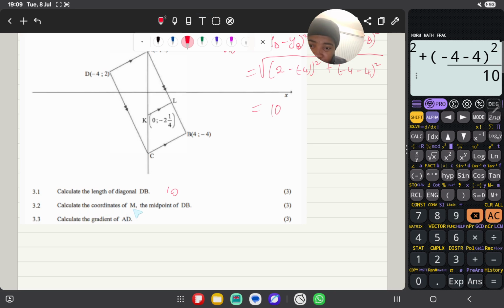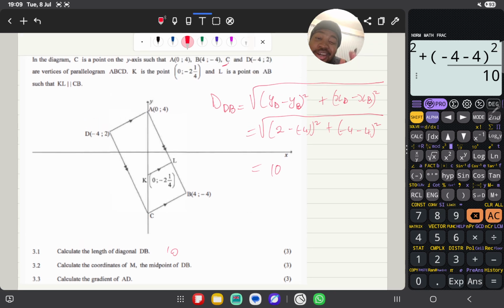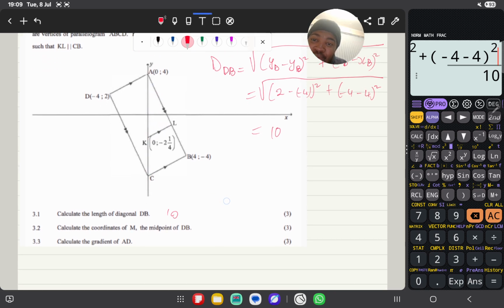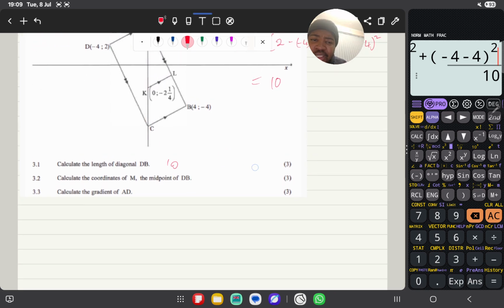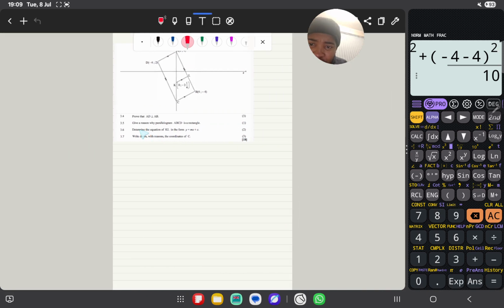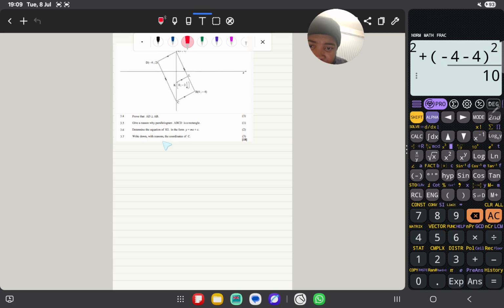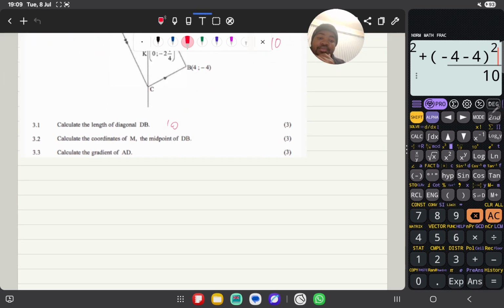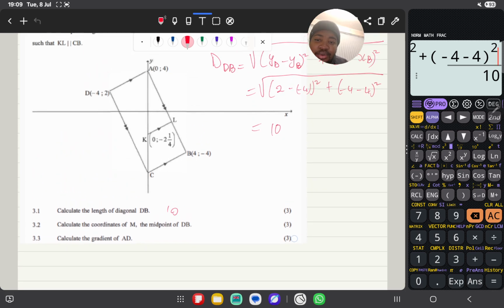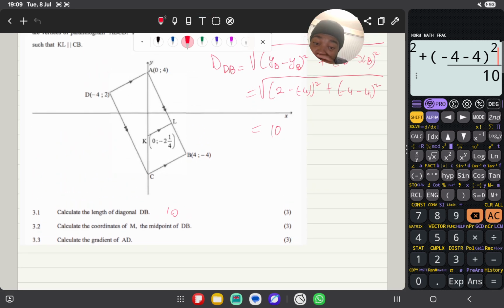Determine the coordinates of M, the midpoint of DB. You guys, I told you they will say determine the midpoint, and then after the midpoint, calculate. Okay, we're finding the gradient of AD. I'm sure that's the next question, but okay, we'll get to it. Yes, with reason, right? The coordinates of C, right? So we find the midpoint of DB.